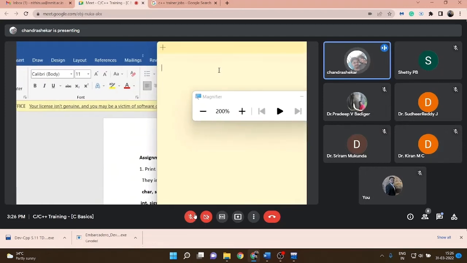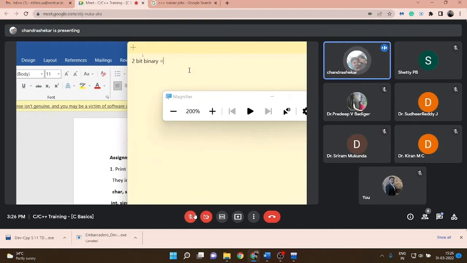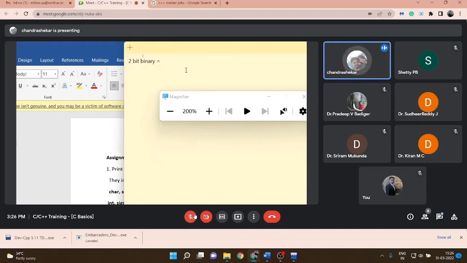Okay, so let's discuss some basics. In computers, operations always work on binary numbers, either zero or one. For example, consider a two-bit binary number. Two bits means it can have only two bits.